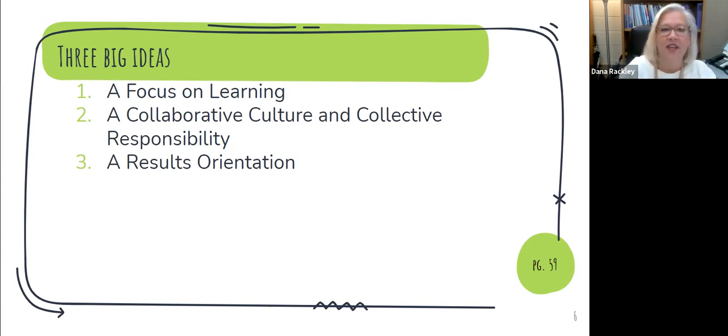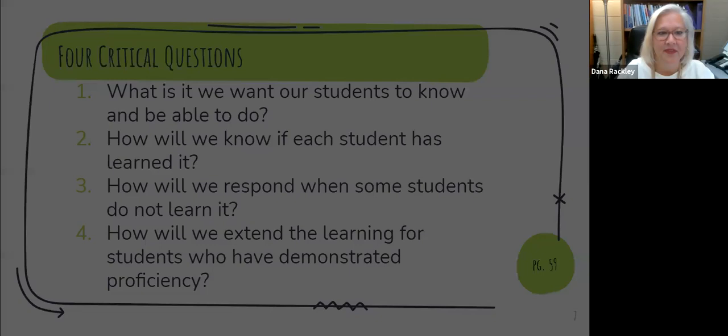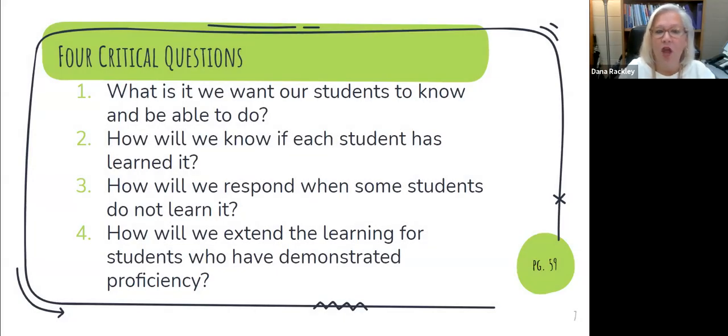There are also 4 critical questions that Solution Tree uses that drive the entire process and drive our thinking in everything we do. The first one is, what is it we want our students to know and be able to do? So what are those essential standards? What do they have to have before they go on to first grade? What are those essential goals, those essential targets that we want for them?